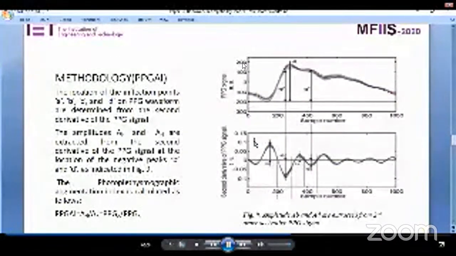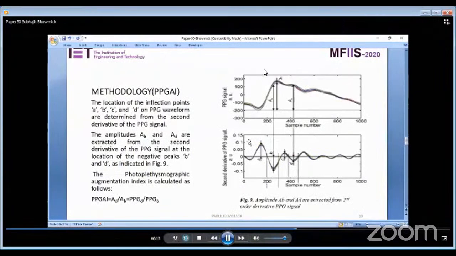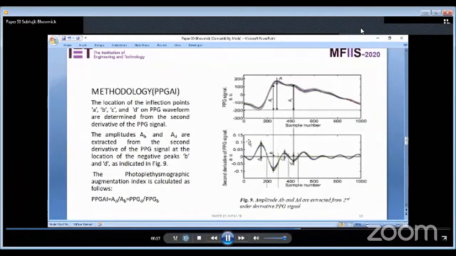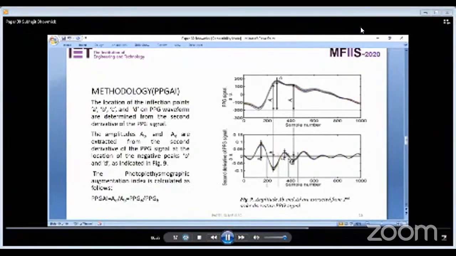Then come to the next step of the methodology. Determine PPG AI. The location of the inflection points A, B, C, and D on the PPG waveform are determined from the second derivative of the PPG signal. In the diagram, this one is A, this one is B, this one is C, and this one is D.